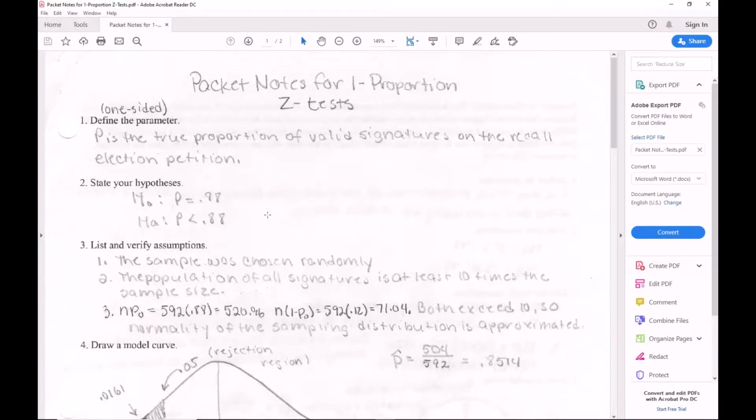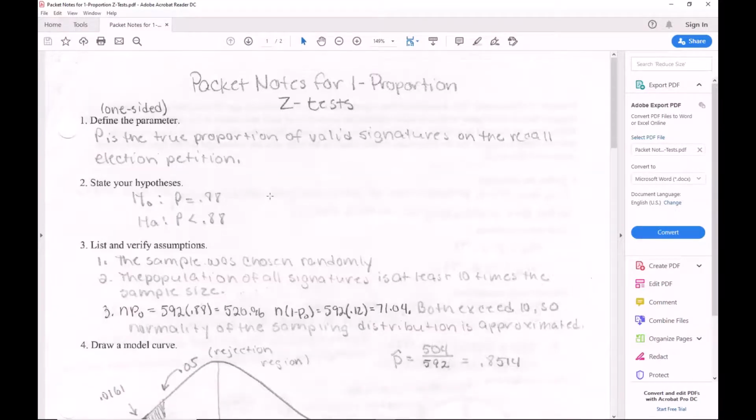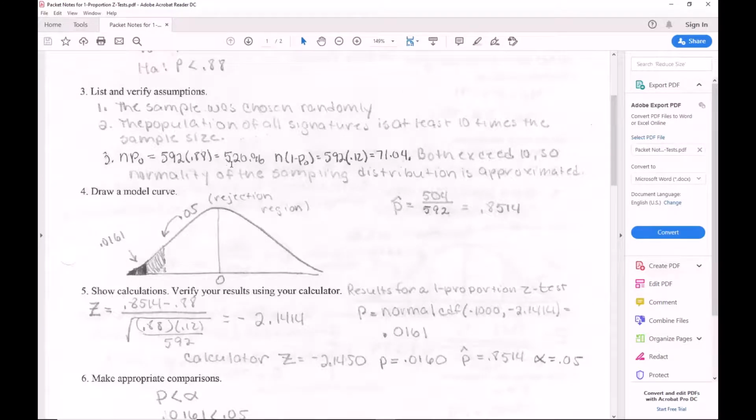All right? So, we were told the sample was chosen randomly. The population of all the signatures is at least 10 times the sample size. And both products are going to be over 10, and you use n times p naught. So n is 592, p naught is 0.88, and you get 520.96 for one product and 71.04 for the other. The two ought to add up to 592. They always do. So both exceed 10, so the normality of the sampling distribution is approximated.